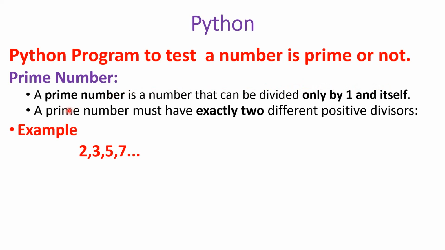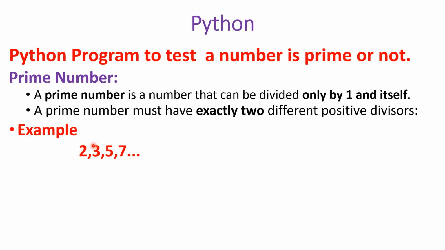In another way, a prime number must have exactly two different positive divisors. So these are the properties of a prime number. It should have two different positive divisors. For example, 2, 3, 5 and 7. These are divisible only by themselves and 1, so that's why these are all prime numbers.